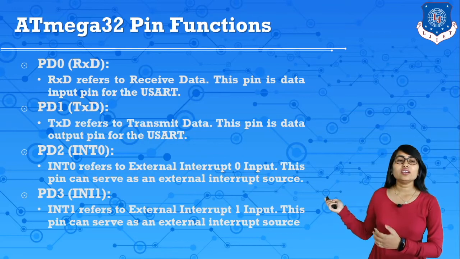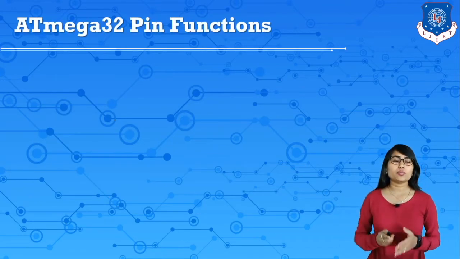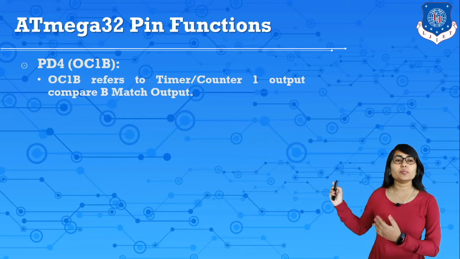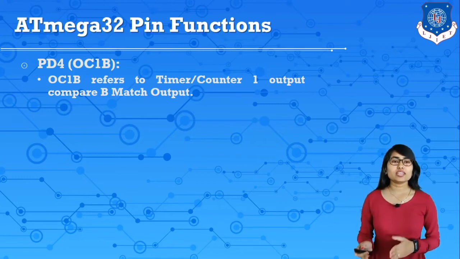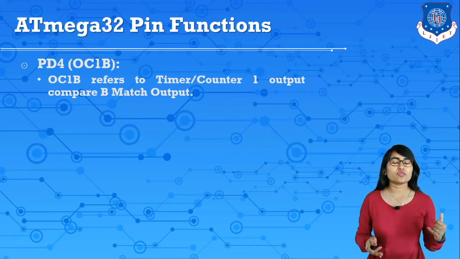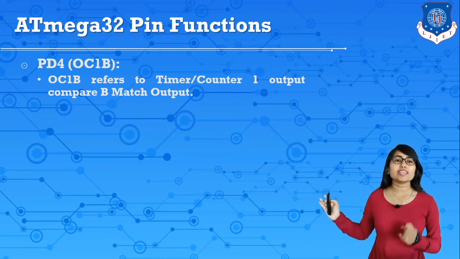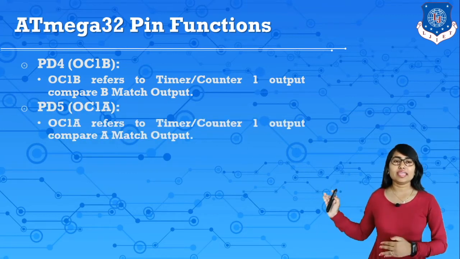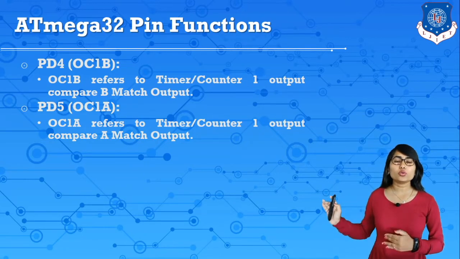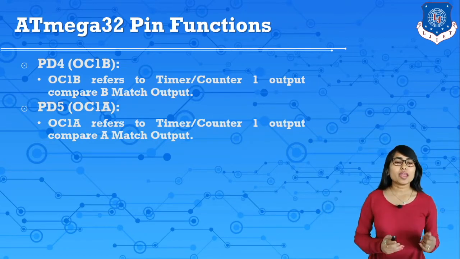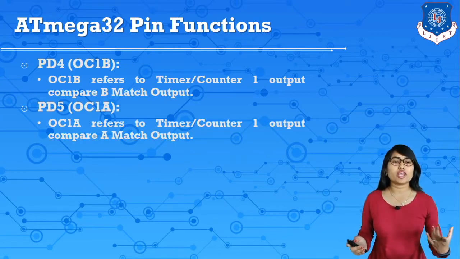Then next is port D4, OC1B. Basically timer 1 is 16-bit, and it is divided into A and B. OC1B refers to timer counter 1 output compare B match output. Then OC1A refers to timer counter 1 output compare match A output. This compare match output is basically used for completing the sequence of the timer. Whenever the timer sequence is completed, these pins are activated.